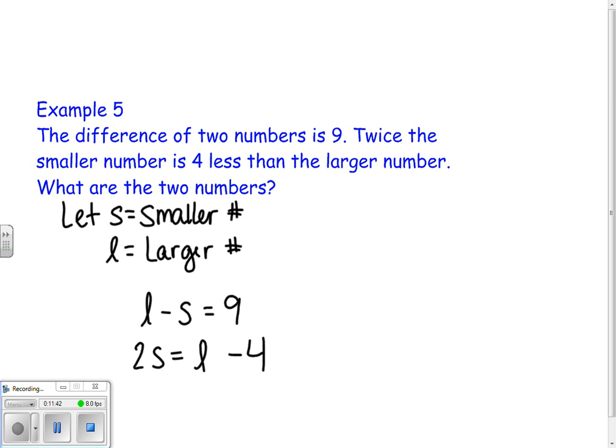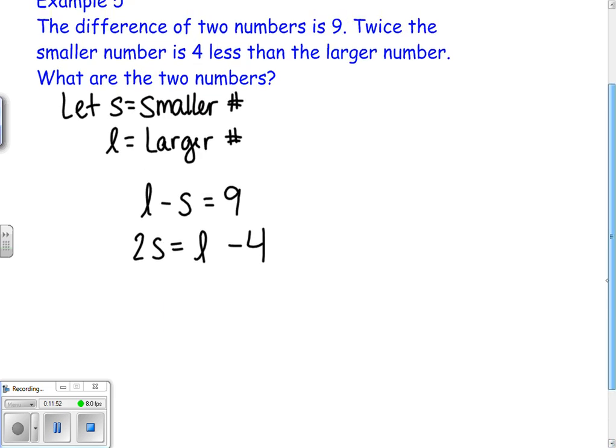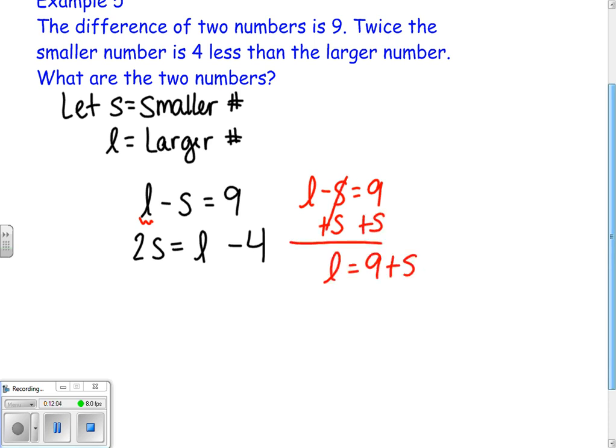All right, so let's see. This does not lend itself nicely at this point to anything, so I'm actually going to solve this one by substitution. I'm going to take the top equation, L minus S equals 9, and solve it for L. Start by adding S to both sides. I get L equals 9 plus S, because I can take that 9 plus S and put it in the second equation for L. So 2S equals, and instead of L, I'm going to put 9 plus S, and recopy the minus 4.